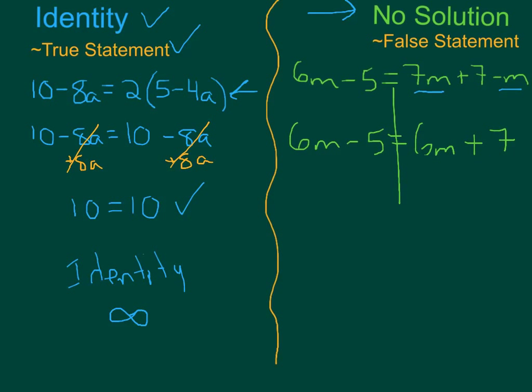So we would try to get our variable onto one side, so I would subtract 6m. Subtract 6m. But they cancel on both sides, and it leaves you with negative 5 equals 7. But after our variable cancels out, that is a false statement because negative 5 does not equal 7. So if you ever get a false statement, that means there is no possible solution to the original equation.